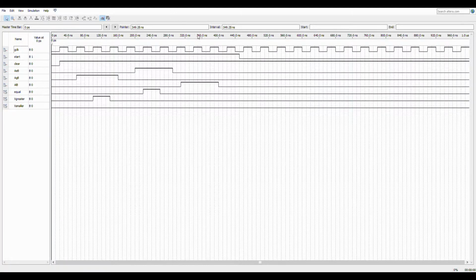This is the output waveform of the controller. Once the controller is given start, depending on the value from the comparator, it checks and gives output back to the data path. For GCD version 2, we know that the controller will keep controlling until A is equal to B.